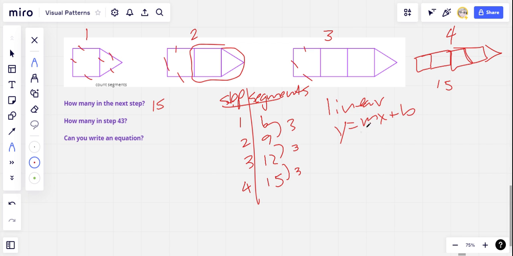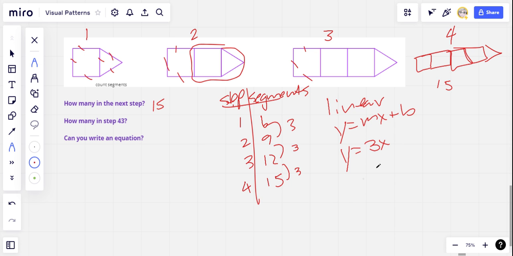The slope, which goes here where the m is, is going to be the rate of change of this pattern. So y equals 3x, and then plus something. This b we're going to use to adjust to make sure the pattern works out with what's actually there. So y is going to stand for the number of segments. X is going to stand for the step number.